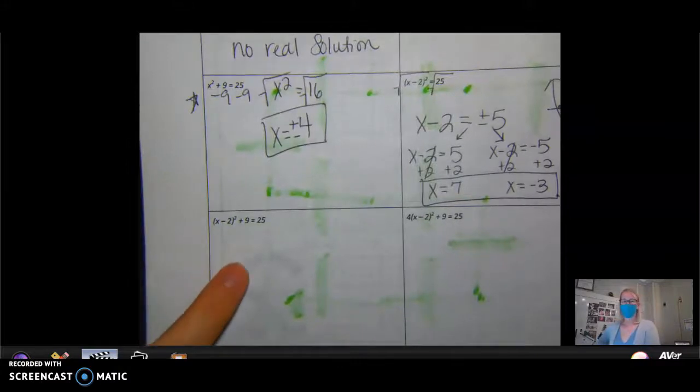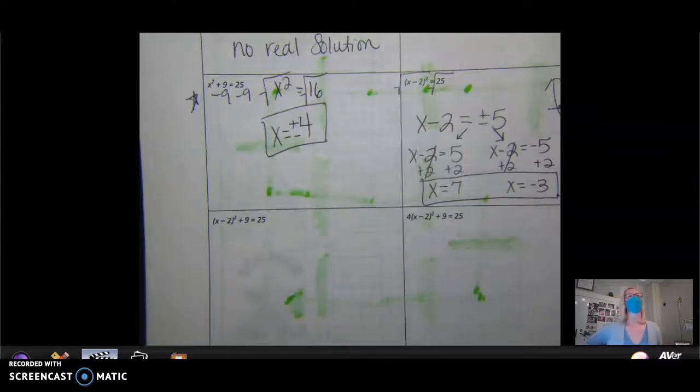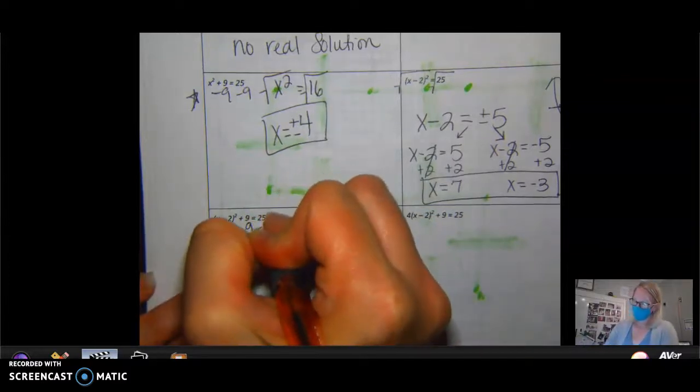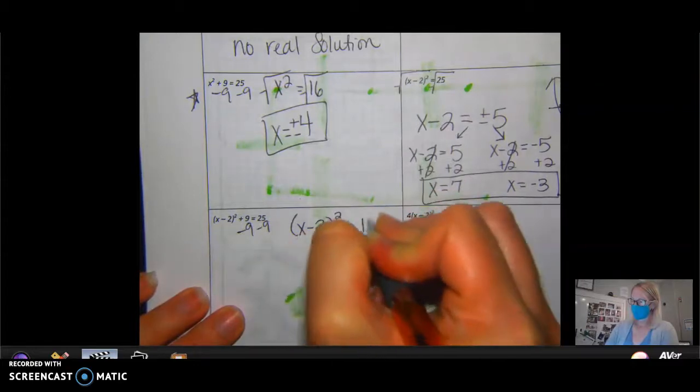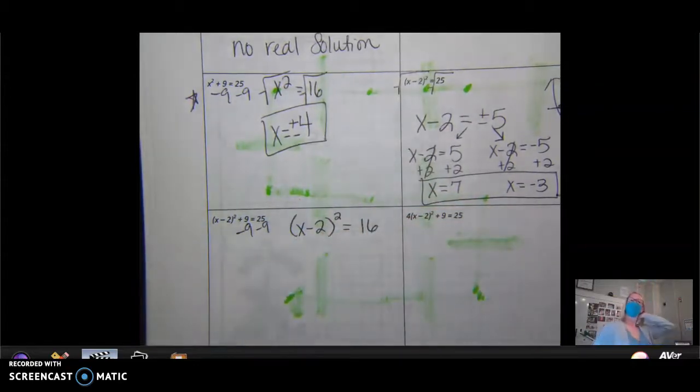All right, here. What do we do first? Who knows? Is the square term isolated? And the square term in this situation is the whole thing, x minus 2, right? So is it isolated? Is it by itself? No. So what do I need to move? Subtract 9 from both sides. Then I'm left with (x - 2) squared equals 16. What do I do now?